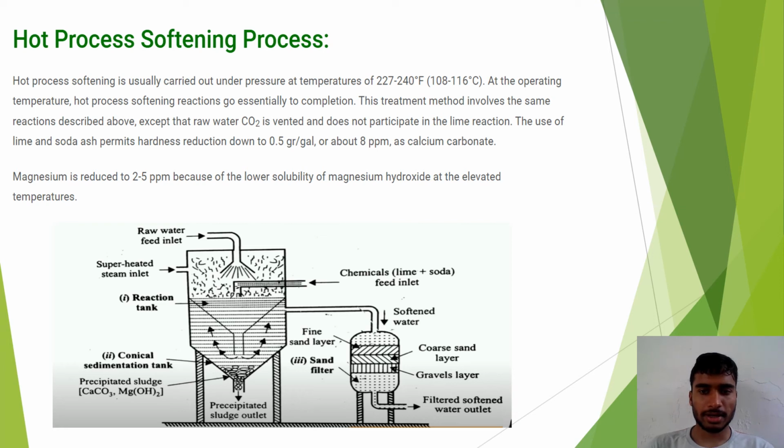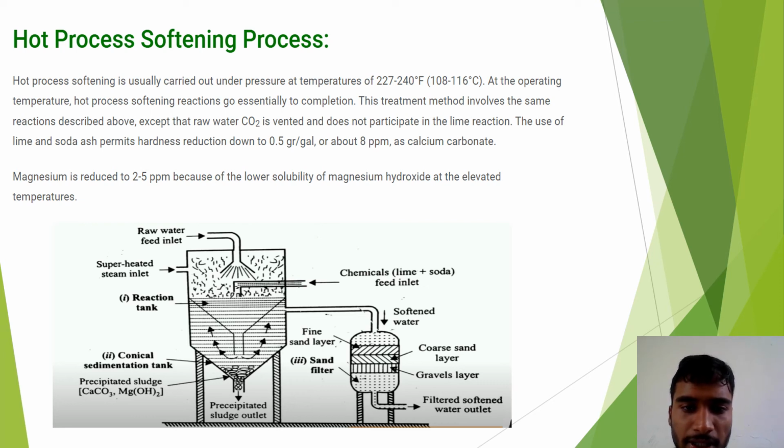Now I will explain. I'm going to read this again. Hot process softening is usually carried out under pressure at temperatures of 227 to 240 degrees Fahrenheit, that is 108 to 116 degrees Celsius. At the operating temperature, hot process softening reactions go essentially to completion.